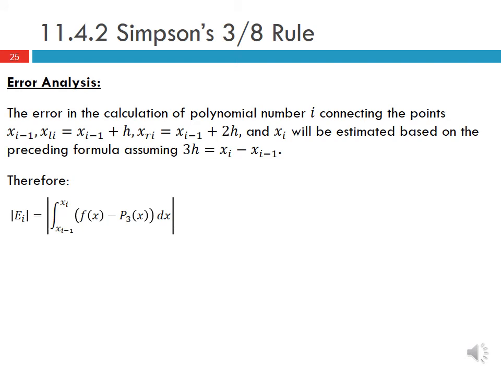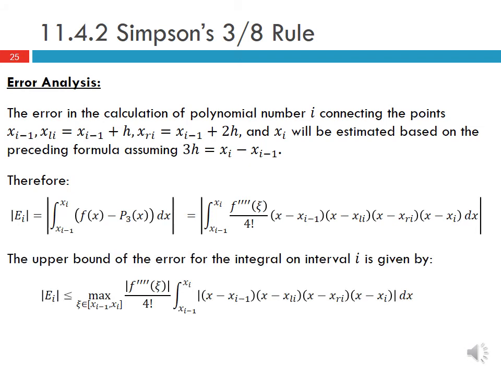So the error in the calculation of polynomial number i, connecting the points x_{i-1}, xl_i, which is x_{i-1} plus h, xr_i, which is x_{i-1} plus 2h, and x_i, is estimated based on that preceding formula, assuming that 3h is equal to x_i minus x_{i-1}. So the error on one interval is our function minus this interpolating polynomial p3 of x. And looking at the previous formula, we can replace this expression with what is shown here.